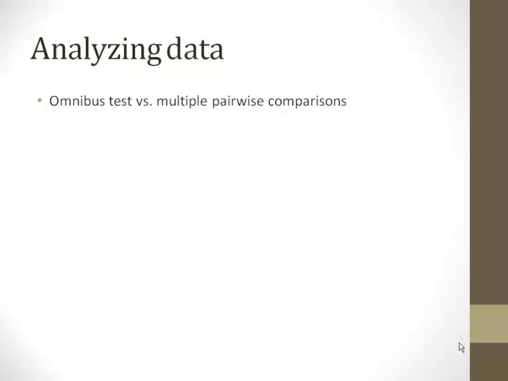Okay. In terms of analyzing the data, the approach here is to use an omnibus test rather than multiple pairwise comparisons, right? So start with just the simplest experiment that goes beyond a simple experiment, where we have just three levels of the IV, right?